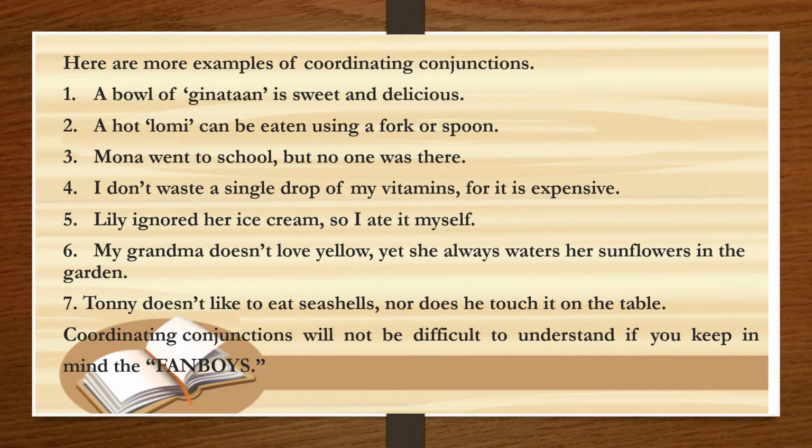Notice that commas are added in items 3 to 7. Commas must be added when the coordinating conjunctions join clauses. The comma is inserted at the end of the first clause and right before the coordinating conjunction that begins the second clause. Coordinating conjunctions will not be difficult to understand if you keep in mind the FANBOYS.